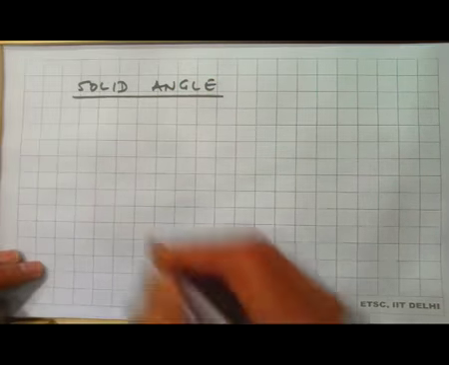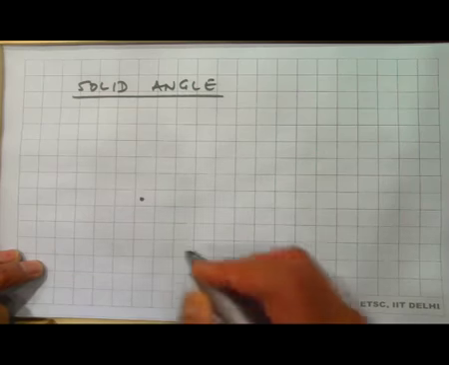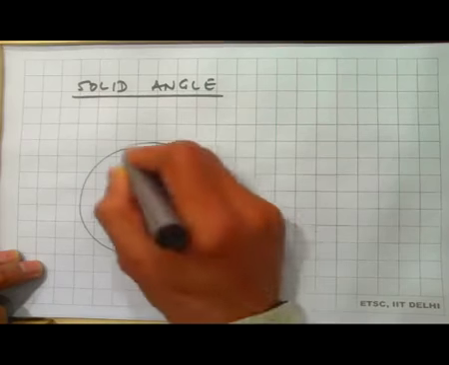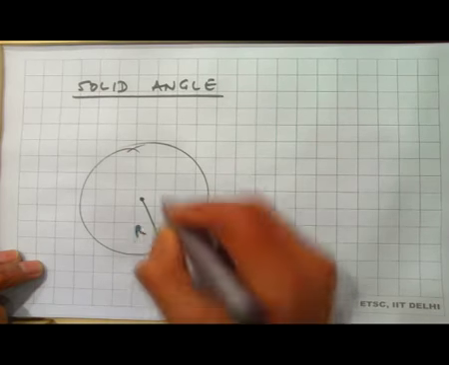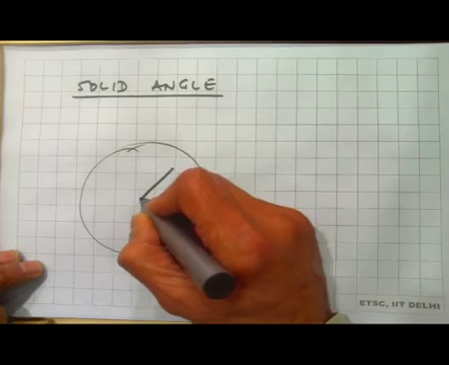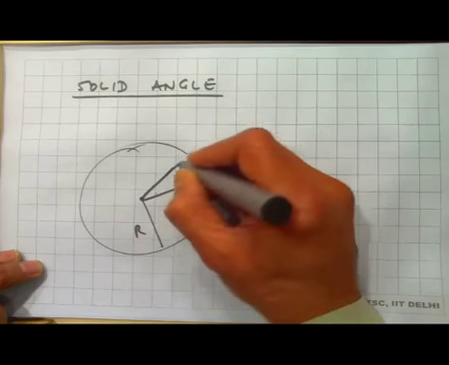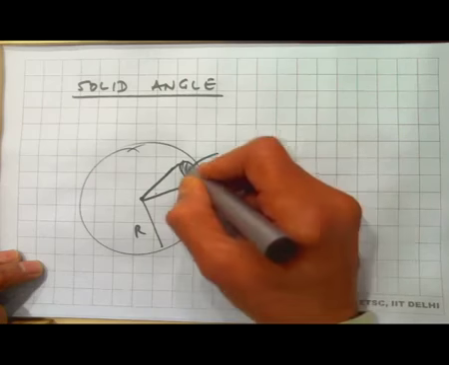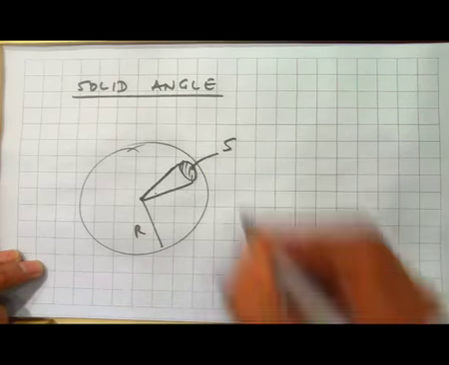So suppose I have a point here, I draw a sphere around this point, a sphere of radius r, and if you draw a cone from this point onto the sphere, it intersects the sphere in a certain area, say S. S is the area.